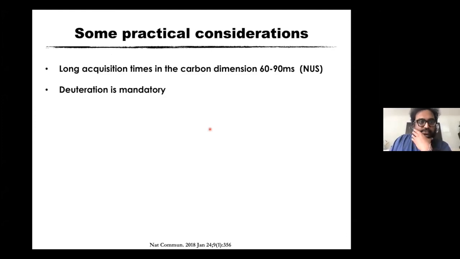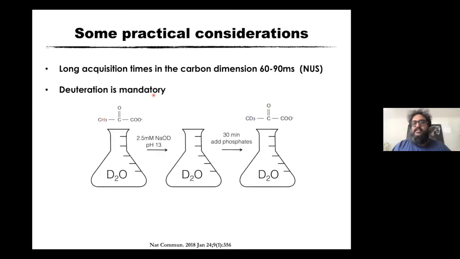Now, there are some practical considerations while using such a method to do your assignment. You need long acquisition times to get the resolution, and that would mean about 60 to 90 milliseconds. And we normally use non-uniform sampling with about 8 to 10% sampling of the entire three-dimensional grid. Deuteration is mandatory because without deuteration, your carbon will relax so fast that you're not able to get the desired resolution.